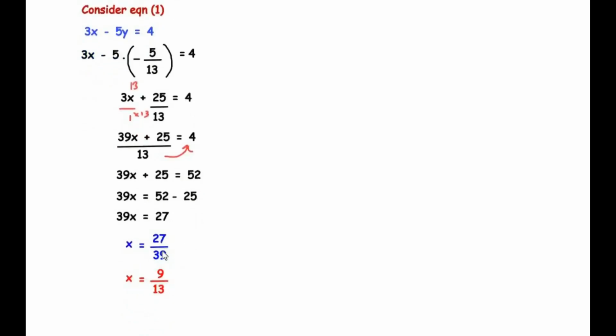Now 27 and 39 again go in the table of 3. That is 3 9 times is 27 and 3 13 times is 39. So here we get the value of x as 9 over 13. Now let us proceed with the substitution method.